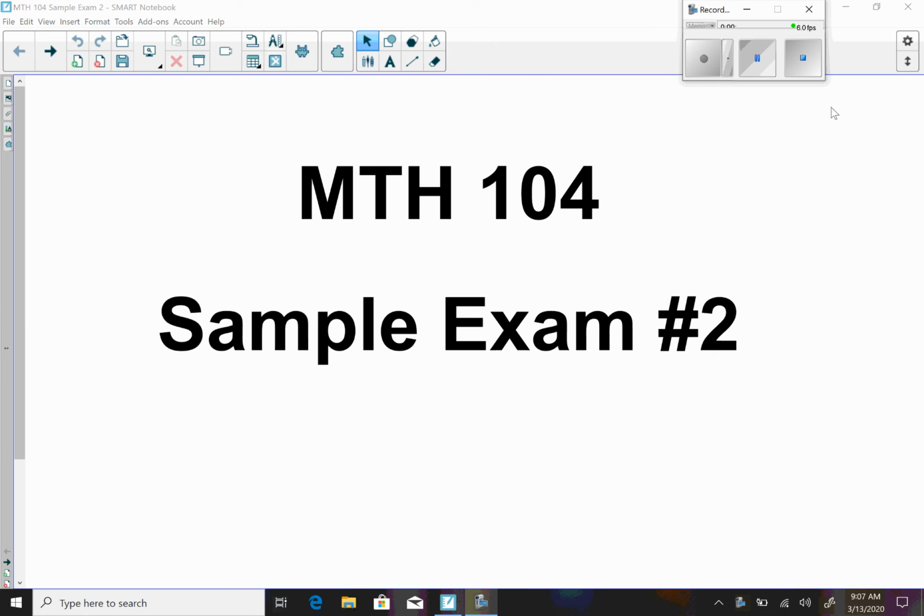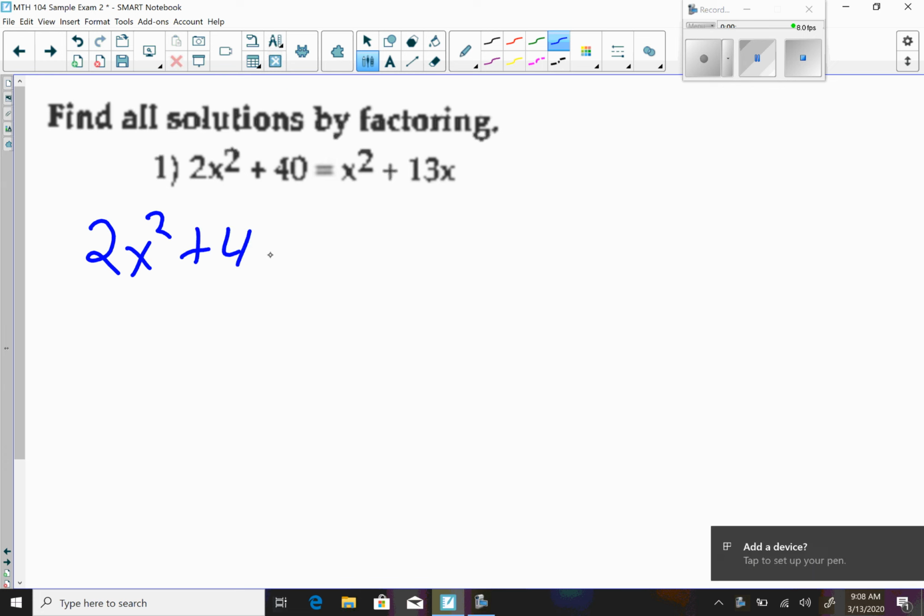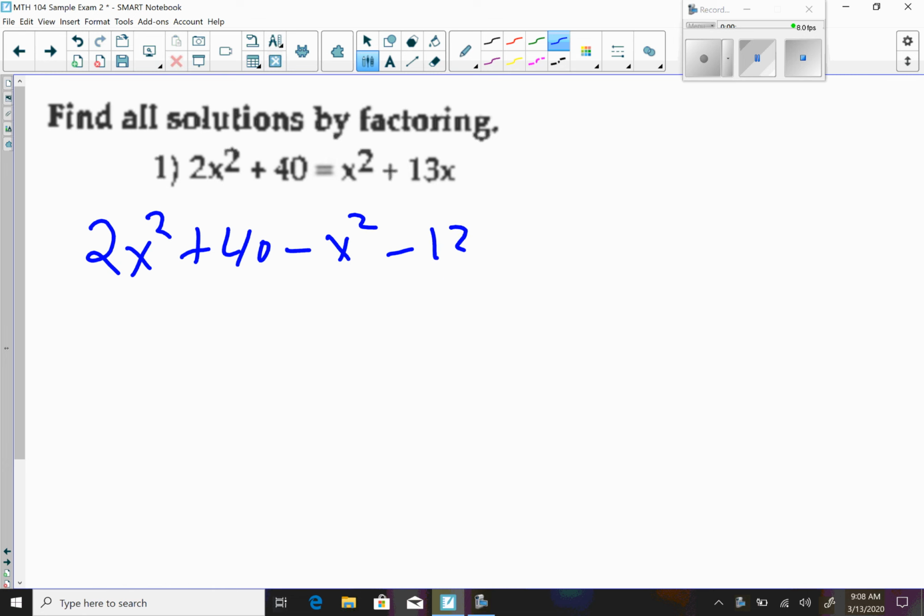This is the Math 104 sample exam, exam number 2. Number 1, find all solutions by factoring. To solve this quadratic equation, one side of the equal sign has to be 0. 2x squared plus 40, and we're going to subtract x squared and subtract 13x from both sides so that this side of the equal sign is 0.